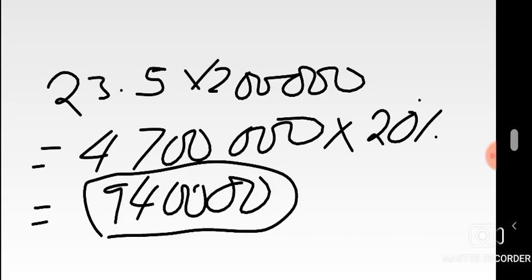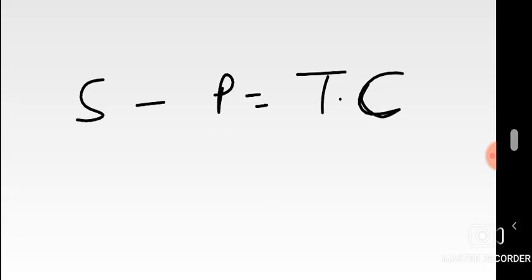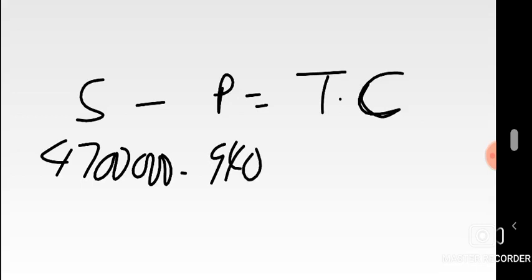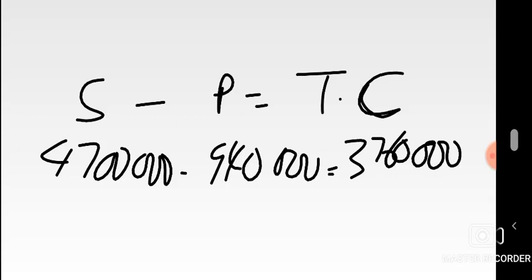Then what would be the target cost in this case? The target cost is simply the sales minus the profit they want. So it's the sales minus the profit, which gives the cost they are targeting. So 4,700,000 minus 940,000 gives 3,760,000 as their target cost.